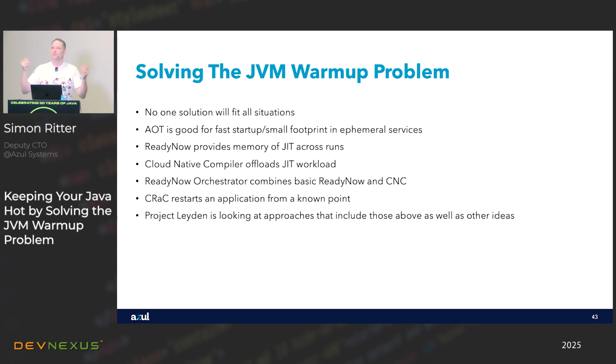Using our Prime JVM gives you even better performance. Plus the idea of maybe shifting the compilation into the cloud native compiler to eliminate the load on the system that's actually doing the work, various things like that. Ready Now Orchestrator, combining both a profile and cloud native compiler. And then CRaC, which we just talked about, is being able to restart your application from a known point. Project Leiden is also looking at all these sorts of approaches, and we'll probably come up with some other ideas in the standard JDK in the future.